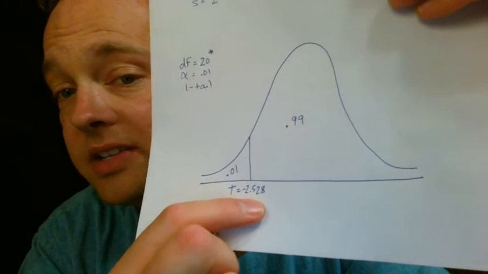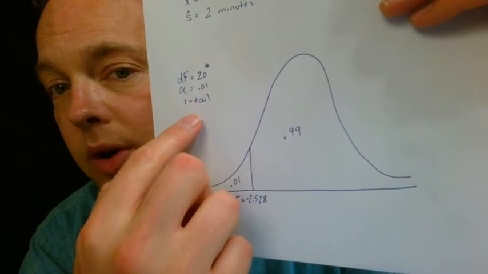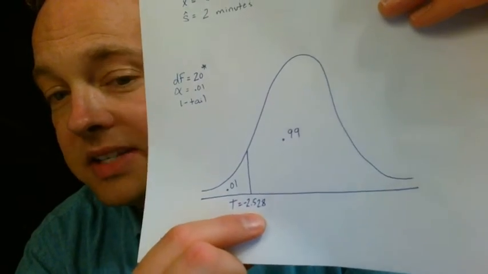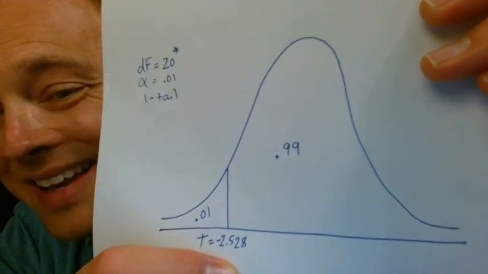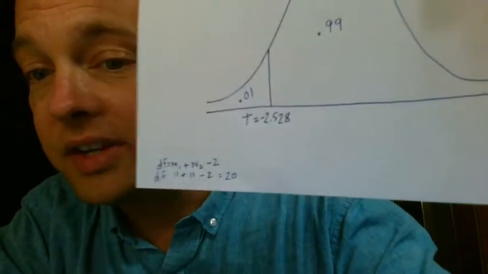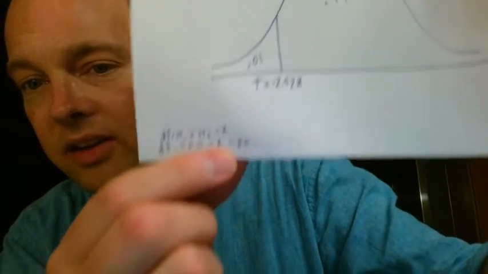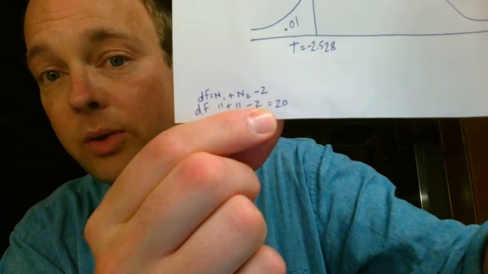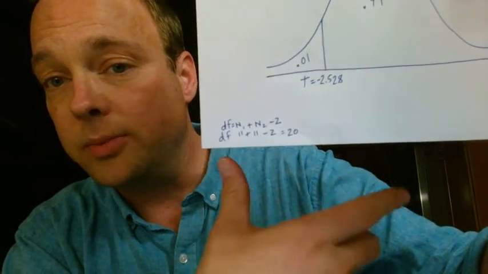And I consulted the t-table using this information: 20 degrees of freedom, an alpha level of 0.01, one-tailed test. My t-value, according to the table, was 2.528. However, as you can see, I correctly indicated negative 2.528 because we are on the left-hand side of the distribution. Also, I put a little asterisk here reminding you of how to calculate the degrees of freedom. Degrees of freedom equals n sub 1 plus n sub 2 minus 2, or 11 plus 11 minus 2. 11 plus 11 is 22. 22 minus 2 is 20. Okay, page 1.